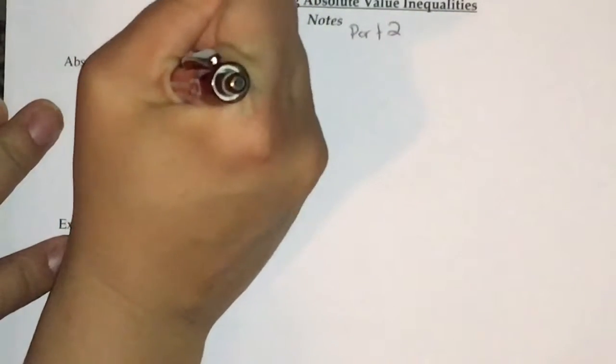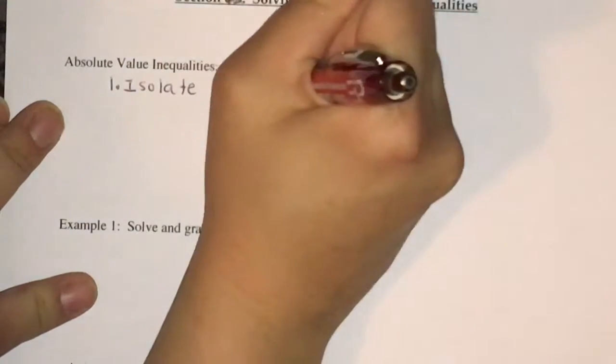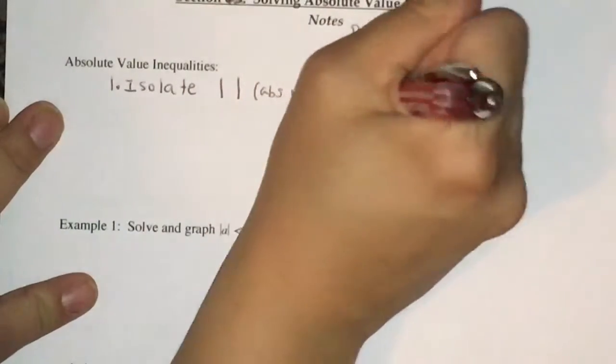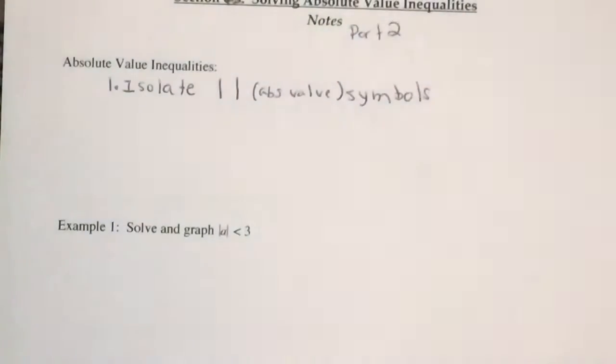Step 1, isolate the absolute value symbols. Just like you do when you're solving an absolute value equation, you're going to isolate the absolute value symbols. It goes through the same process.